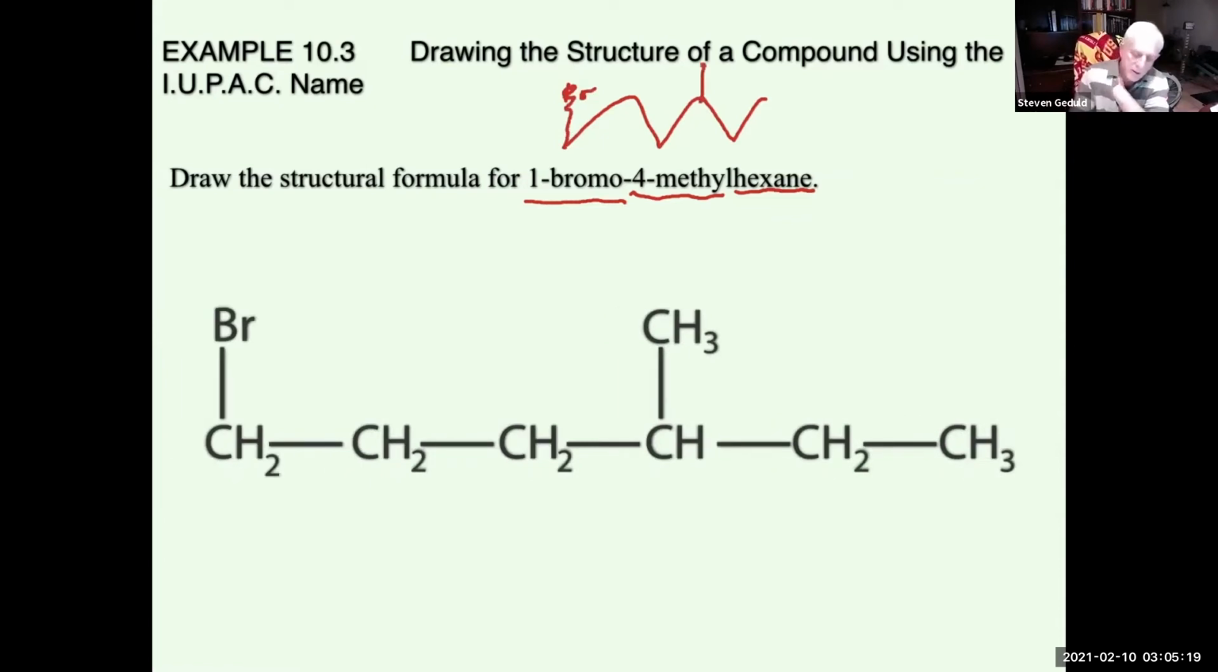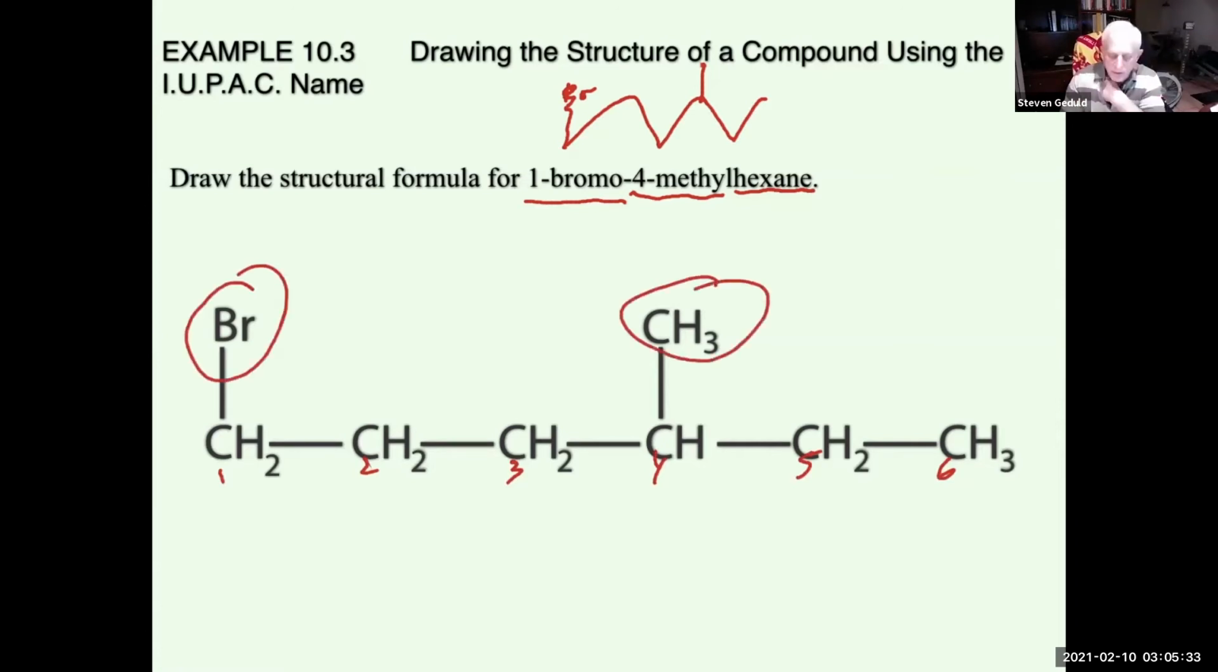Okay. Drawing out our other one, there is 1, 2, 3, 4, 5, 6. This is our structural formula. And number 1, there's a bromine. And number 3, there's a methyl. That's it. That's all you got to do. Just remember, always work backwards. When you're given a name, start at the end, draw your carbon chain, and just add your substituents to it.